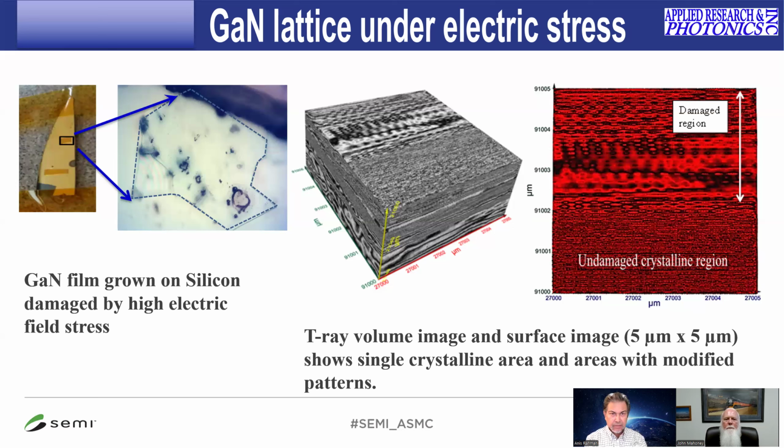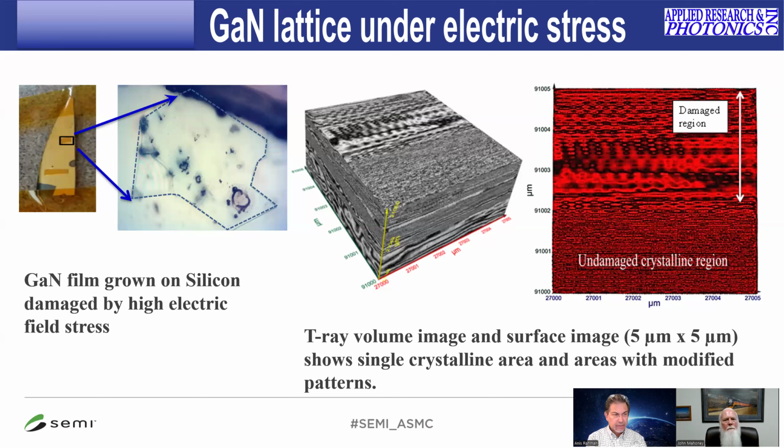As you have already introduced, we talked about GaN, that is gallium nitride, in the last podcast. The slide here shows that when a GaN film was subjected to electric stress, obviously high field stress, the lattice structure undergoes change or damage. Non-destructively, there is no other technology or technique that can be deployed to see where the damage is, and how much it is, except our T-ray.